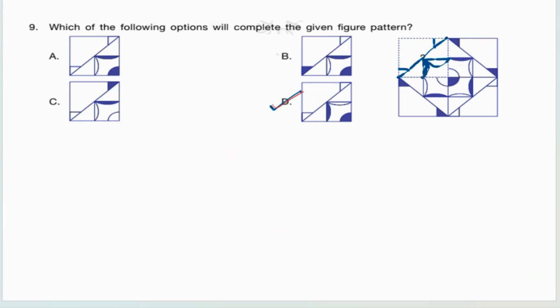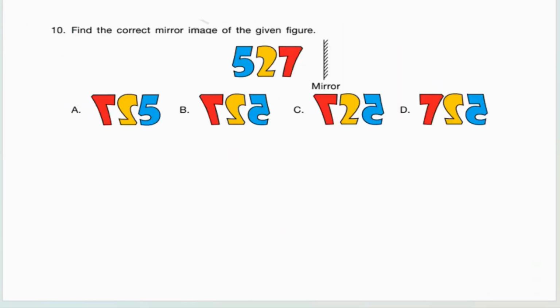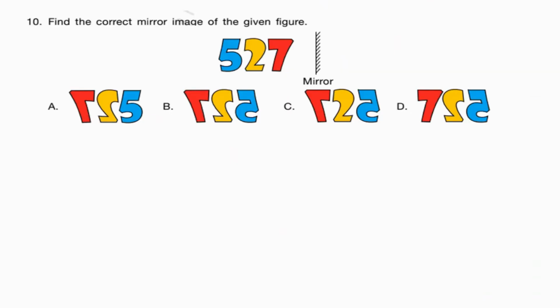Coming to my next question. Find the correct mirror image of the given figure. It is a 7, so 7 should be like this one. 2, so 2 should be like this one, but with the same part. You can see that. 5, so 5 should be like this one. So that's why it should be like this one.